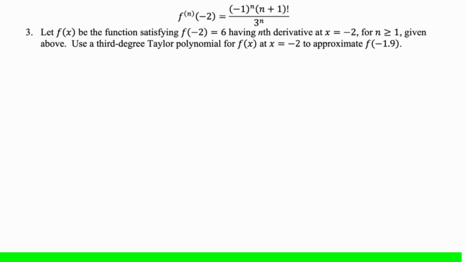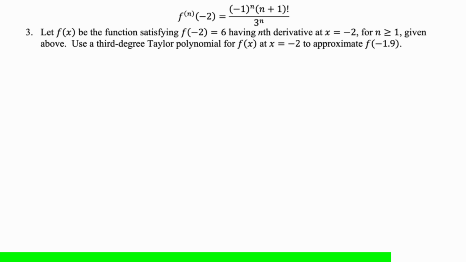Number 3, let f of x be the function satisfying f of negative 2 is 6, and having the nth derivative at x equals negative 2 for n greater than or equal to 1. So that's important, though. N is greater than or equal to 1, which means this formula up above does not apply for n equals 0, which is the value of the function, which we were already told was 6. So keep that in mind. Like, the value of the function is 6, given.